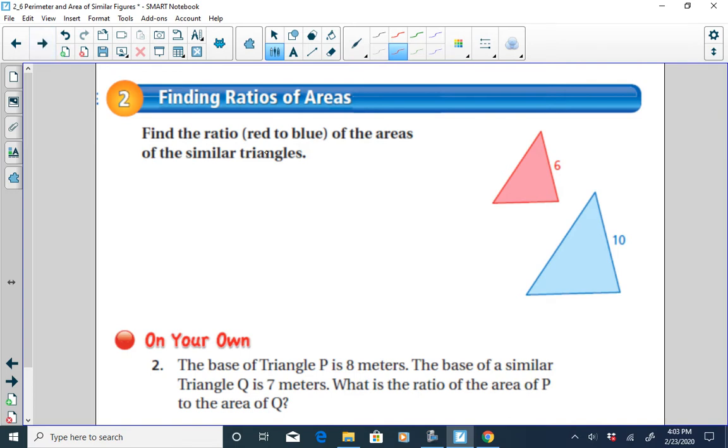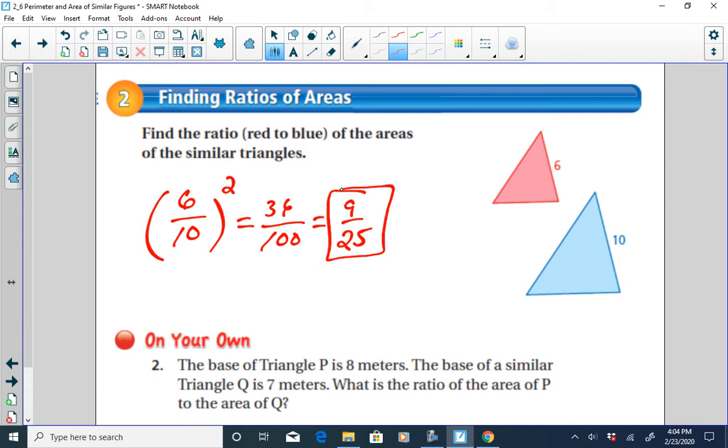It says find the ratio of red to blue of the areas of the similar triangles. Well, we're given the corresponding side lengths, 6 to 10. And we know that the ratio of their areas is equal to the square of the ratio of the corresponding sides. So if I square this, 6 times 6 is 36, 10 times 10 is 100. And we simplify, that's going to be 18 over 50, which is 9 over 25. 9 over 25 has to represent the ratio of the areas.